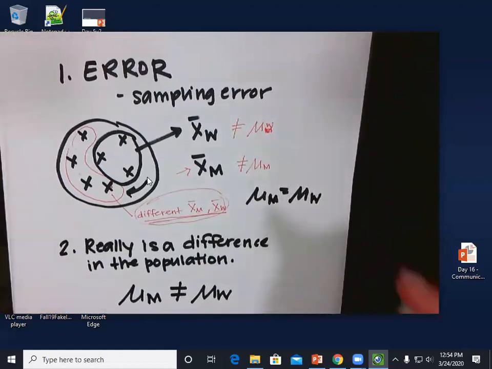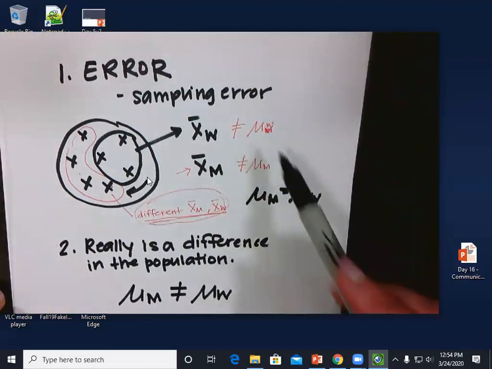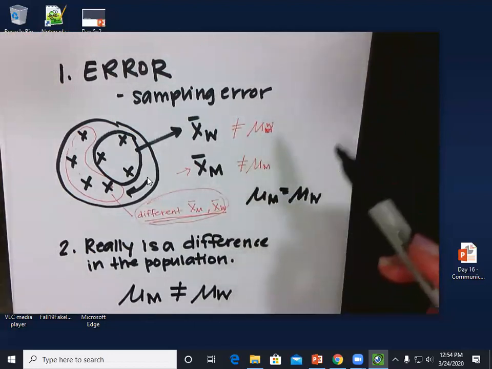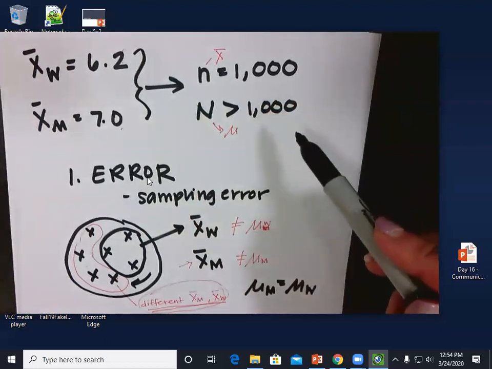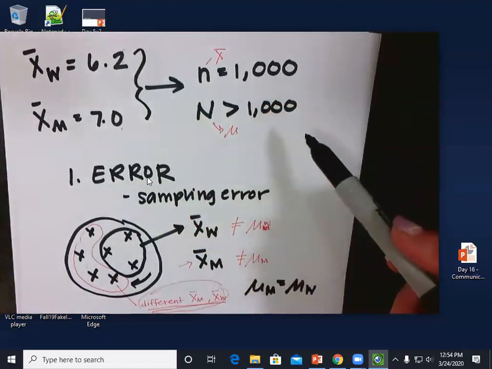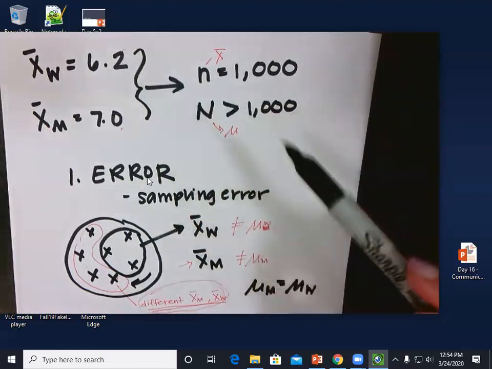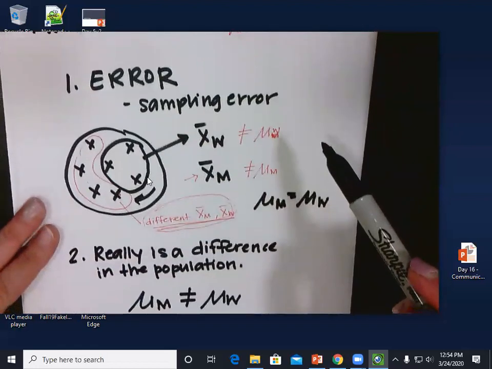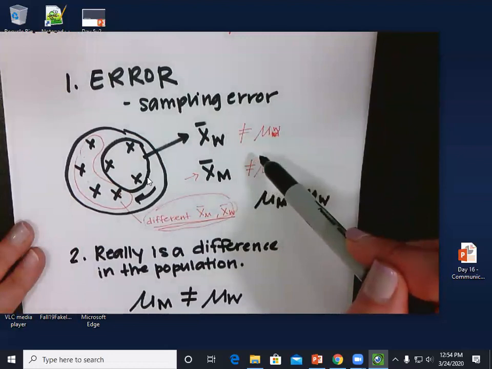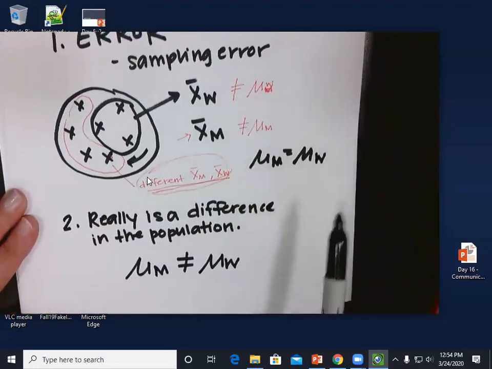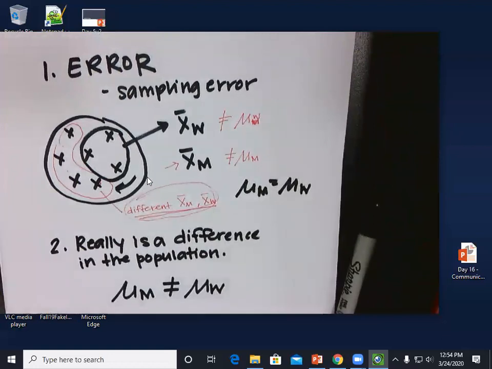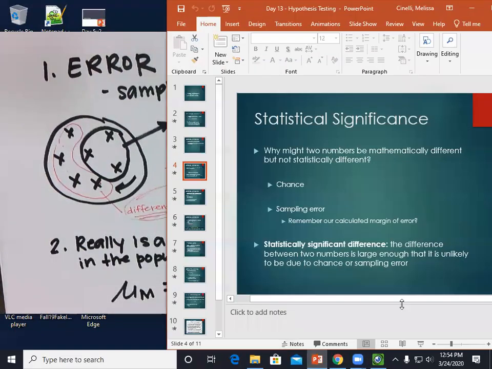All right, so we have these two possibilities. Because these two possibilities exist, we can't just look at information from our sample and say, well, if there's a mathematical difference, that necessarily means that there's a difference between men and women, because it's possible that the difference we're observing is due just to error. Or it's possible that the difference we're seeing is reflecting some real population level difference.